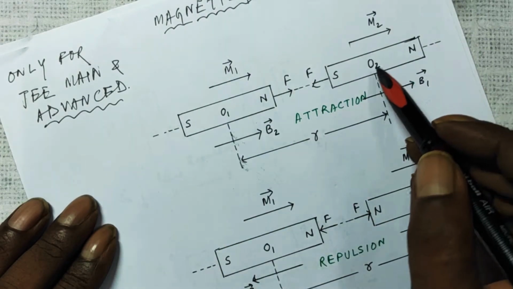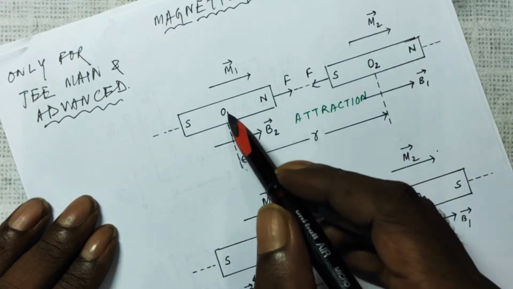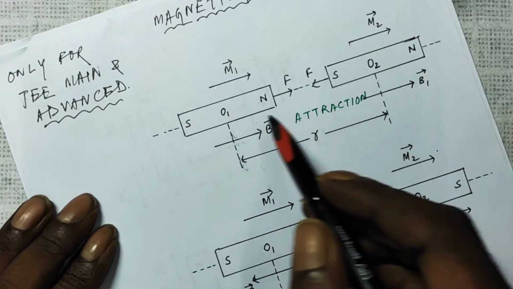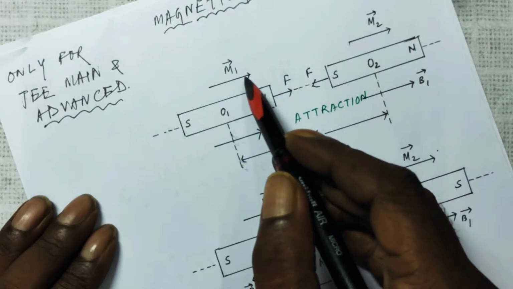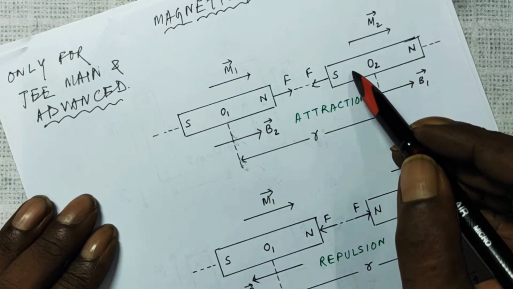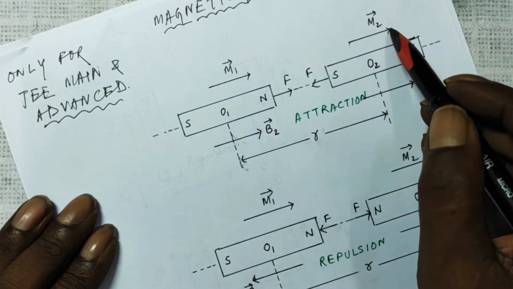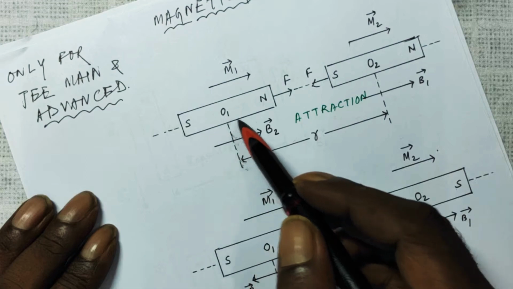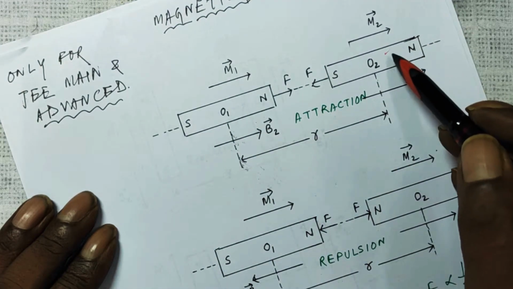Two short bar magnets, north pole facing south pole, and the center of this one and the center of this one were at a distance r. The magnetic moment of this one is from south to north, that is shown here as m1. This is magnet 1, this is magnet 2. The magnetic moment of this one was pointing from south to north, that is shown here, m2. And at this point O1, the point O1 is on the axial line of this magnet.